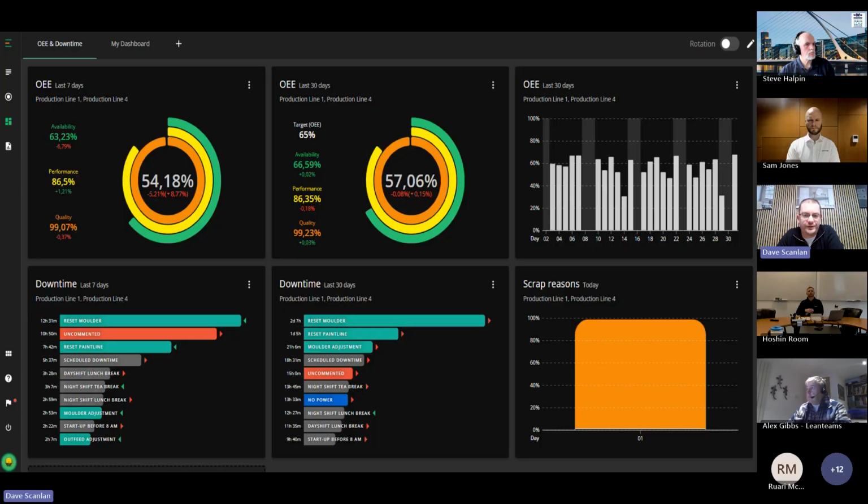So if you look at the tile underneath it, again, the reset molder is our biggest loss. So again, availability is another huge problem over the month. So it's not just a 1 week thing, it's over a month in this. So 66% available. Of that 66%, we performed at 86.35% of our target speed, and our quality of that performance was 99.23. Now, that's a really good quality figure, but again, it's the availability that lets us down.